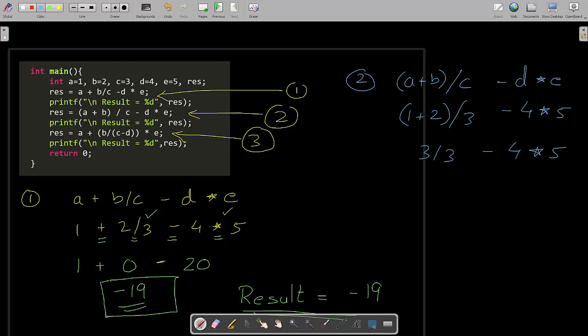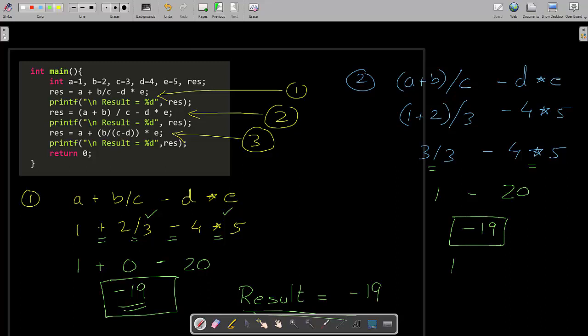Now here you have a division and multiplication. Both of them are at the same precedence level. So you will execute the division first because the associativity is from left to right. So this will be 3 divided by 3 is 1, then minus 4 into 5 is 20. So this will again result in minus 19.